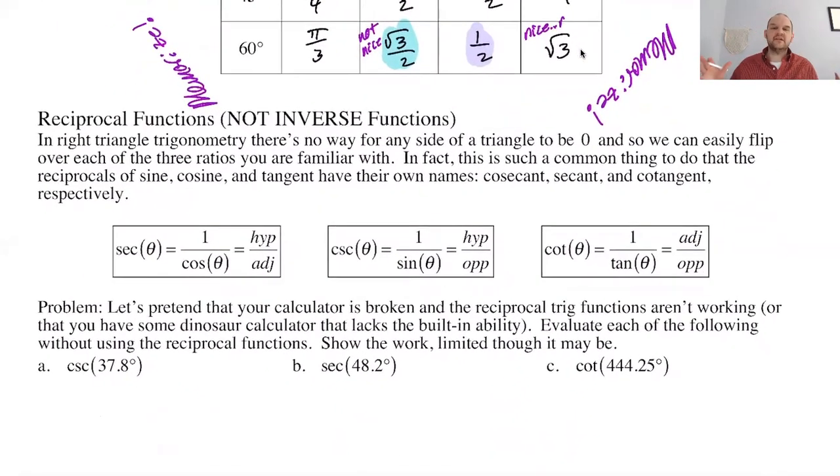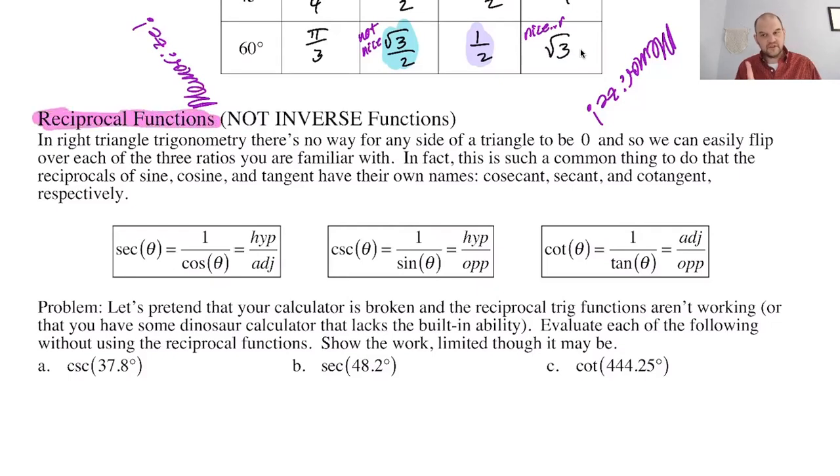Let's talk now. So we have sine, cosine, and tangent. Those are all well and good. It turns out that there are three more trig functions that frequently come up. They're very related to the functions you already know. These are going to be called reciprocal functions. So they're reciprocal functions. They are not inverse functions.